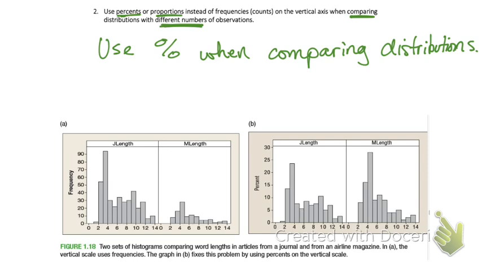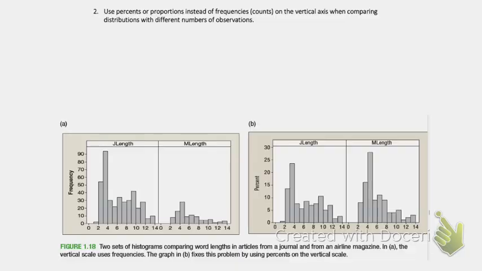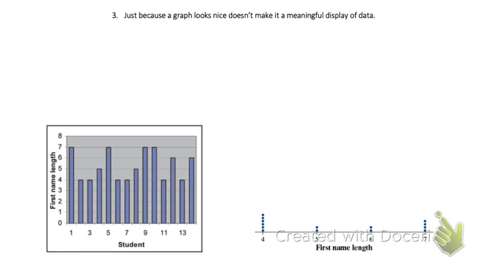Remember the chocolate ice cream graph from the other day, right? It looked like more females like vanilla than males, but when we put them on a percentage, we could see that actually the male percentage was higher. Okay? So we got to make sure we are comparing percentages. All right.